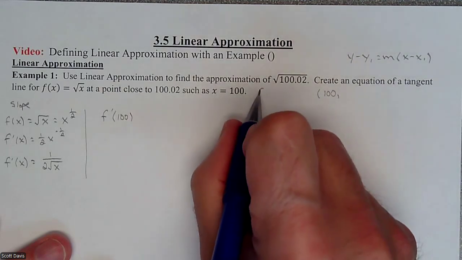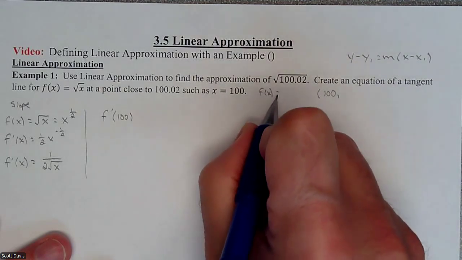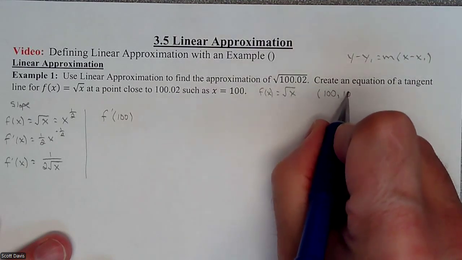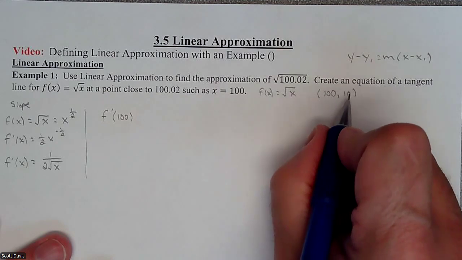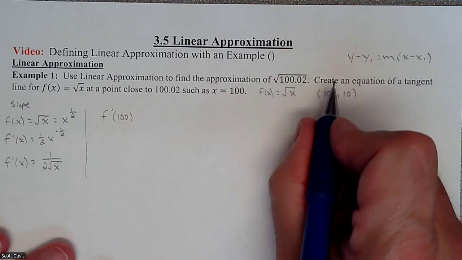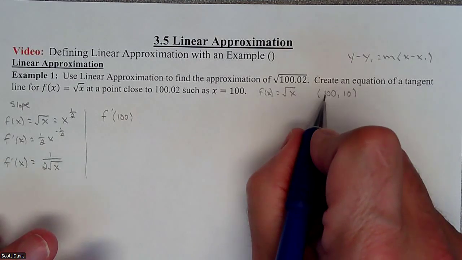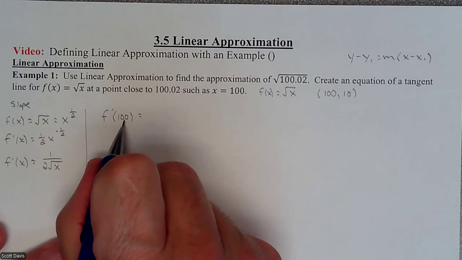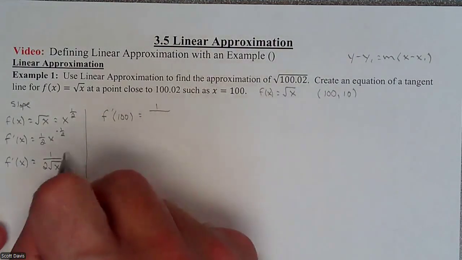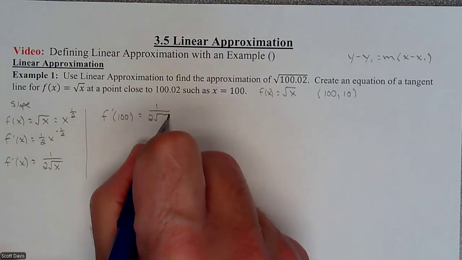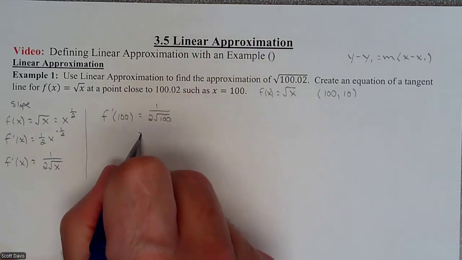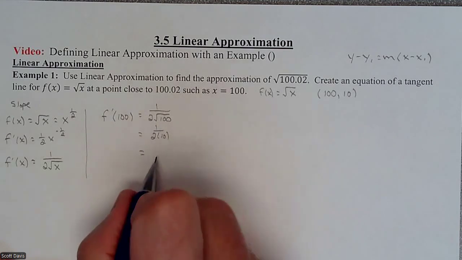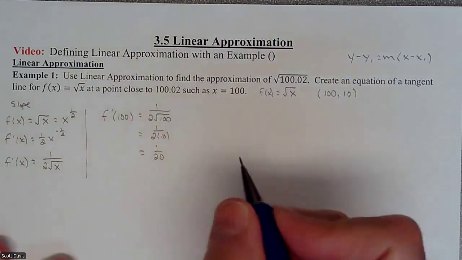Our equation is the square root of x. So when I plug 100 into that, my y value is 10. So that's my x, that's my y. My tangent line is very close to this value, but not exactly on it. If I find my slope at 100, I'm going to be doing 1 over 2 times the square root of 100, which is 1 over 2 times 10, which is 1/20.